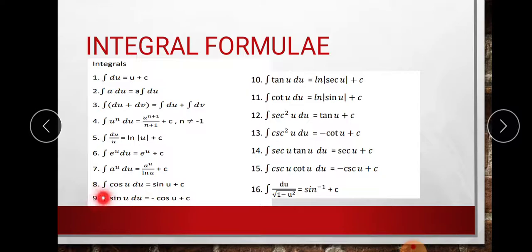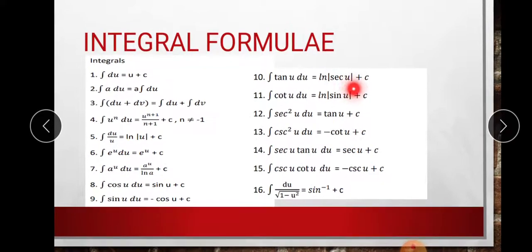Number 8, the integral of cosine u du equals sine u plus c. Number 9, the integral of sine u du equals negative cosine u plus c. Number 10, the integral of tangent u du equals ln the absolute of secant u plus c.